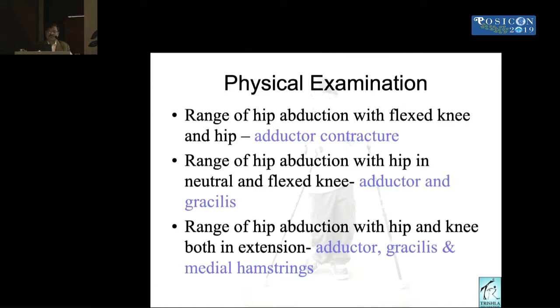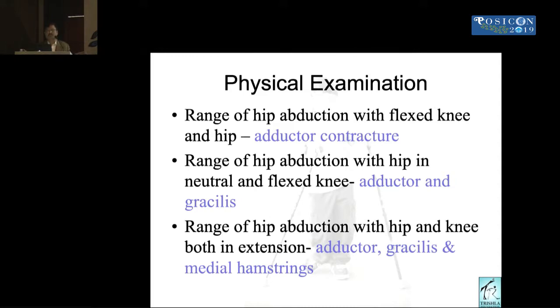If you are examining the range of hip abduction with flexed knee and hip, and it is restricted, that shows adductor contracture is there. If we are measuring this hip abduction range with the hip in neutral and flexed knee, then it is because of the adductor and gracilis muscle. But if you are examining the range of hip abduction with hip and knee both in extension, that can be due to the adductor, gracilis and medial hamstring.